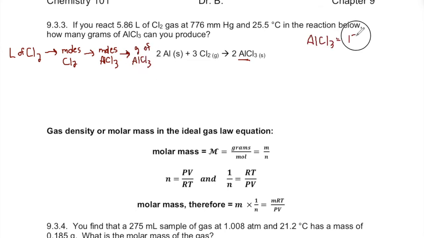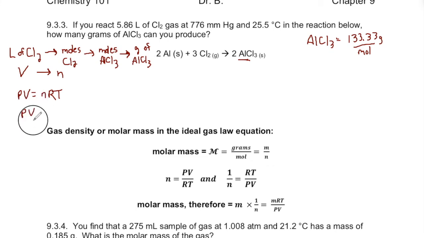And the molar mass is 133.33 grams per mole. We are not at STP, so for this first step, getting from liters, which is volume, to moles, which is n, we're going to use the ideal gas law. We're trying to solve for the moles, n, so PV over RT equals n.